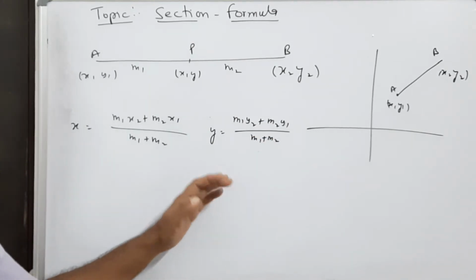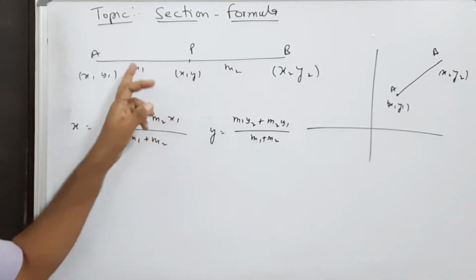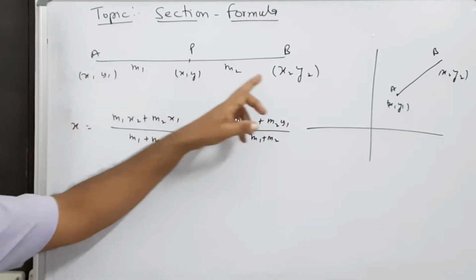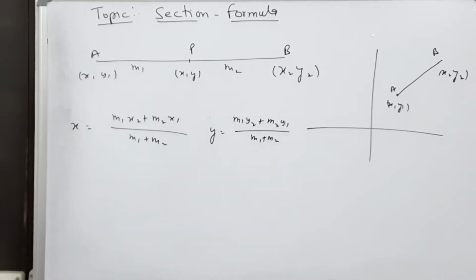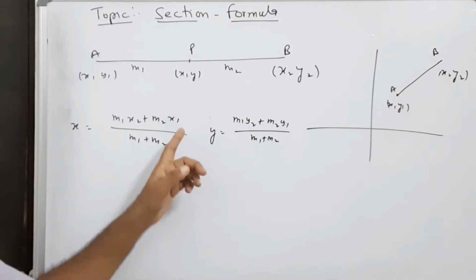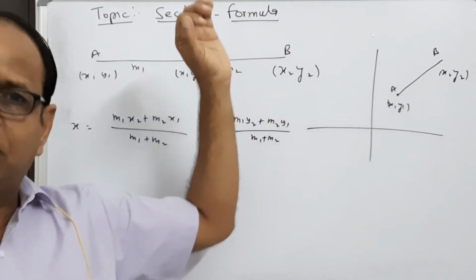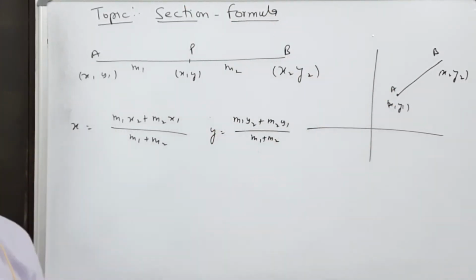So what is the meaning of section formula? If this point is present on AB and it divides it in the ratio m1 is to m2, then we can find the coordinate of the point without making any graph. That is the important part. I am taking one problem.